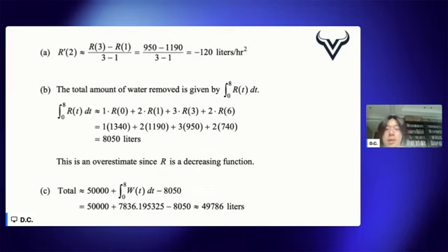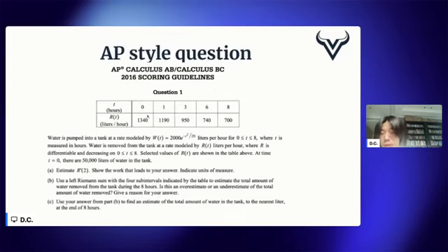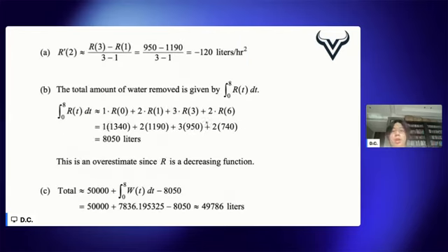And then if you want to estimate the total amount using a left Riemann sum, you always take the left endpoints. So if you see here, it's 0 to 1, its delta x is 1. So 1 times 1,340. And then delta x, which is 2, and then 2 times 1,190. And then you keep going on. 3 times 950, and then 2 times 740. And then this will give you 8,750 liters.